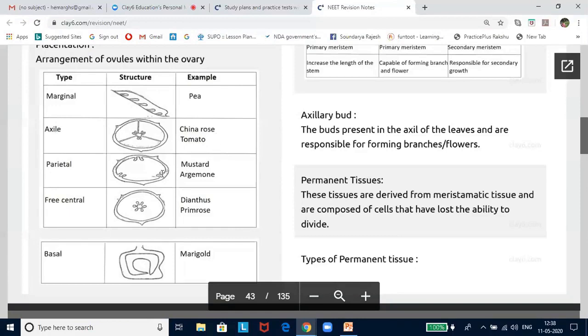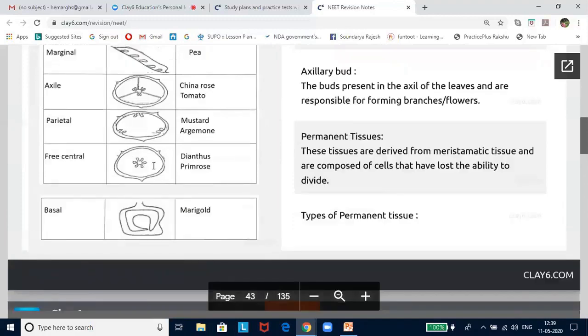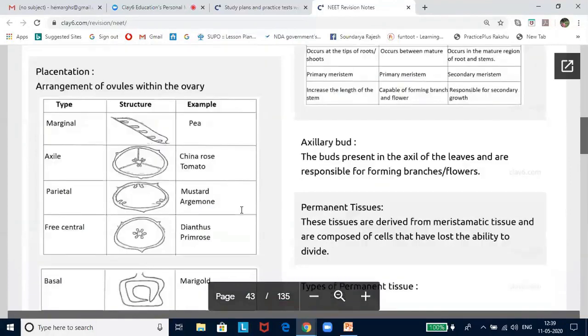In parietal placentation, ovules develop on the inner wall of the ovary or on the peripheral part. The ovary is one chambered, but here you will see two chambers because there is a formation of a false septum. Examples are mustard and argemone. And free central or basal, these are the two remaining. In free central, ovules are borne on the central axis and the septa are absent. That is why it is called free central. Examples are dianthus and primrose. In basal placentation, the placenta develops at the base of the ovary and a single ovule is attached, as in marigold. So this is very, very important.